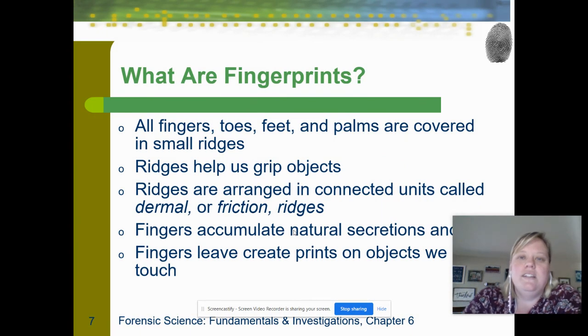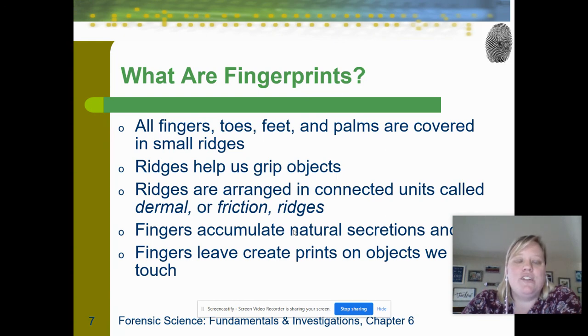All right, so let's talk about what these fingerprints are. All your fingers, toes, feet, and palms are covered in these ridges. These ridges are what help us grip objects. So when you pick something up, like I'm holding my coffee cup here, the ridges are actually helping you hold it. If your hands were completely smooth, it would be harder to hold things. Your ridges are arranged in connected units, and we call them dermal ridges or friction ridges.